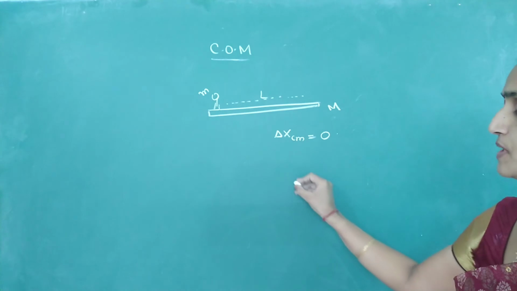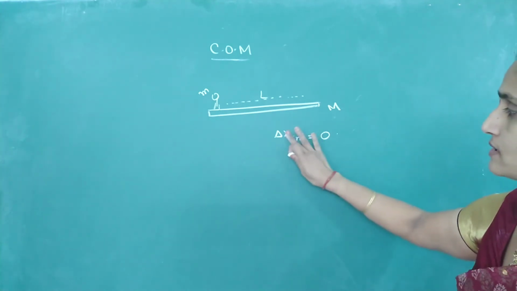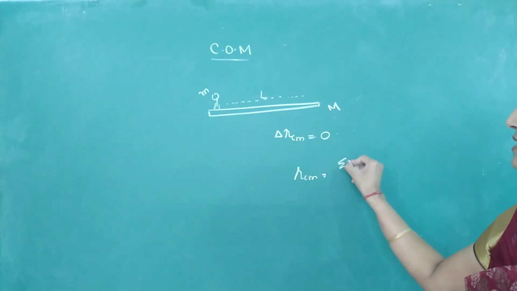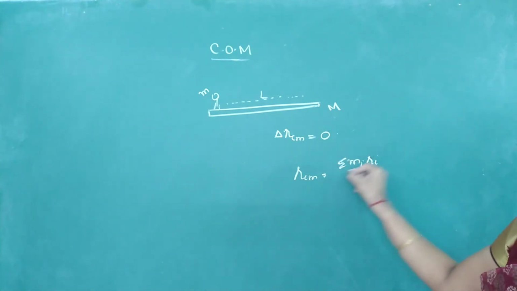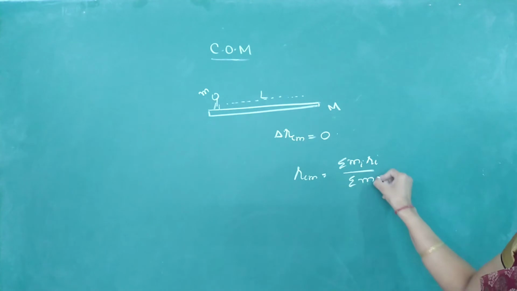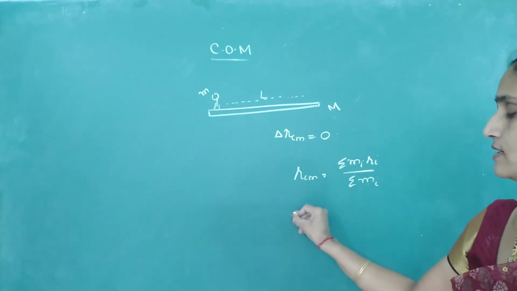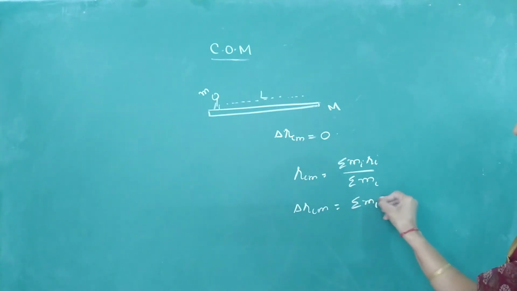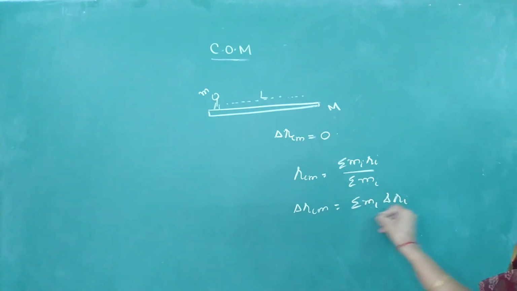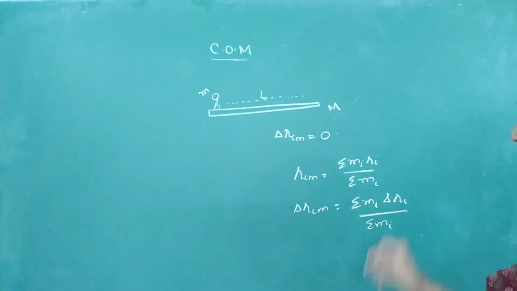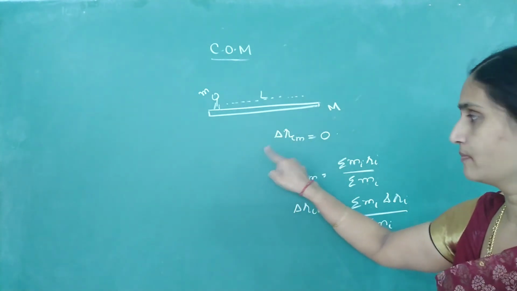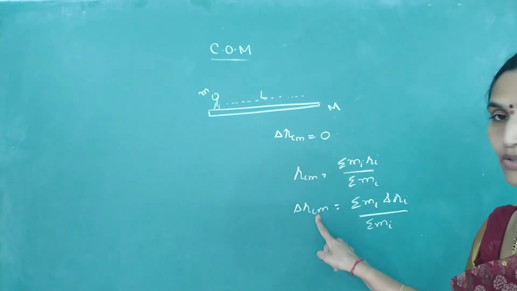So how do we write the expression for the displacement of the center of mass? What is R center of mass? Sigma mi Ri divided by sigma mi. If I differentiate it, delta R cm should be equal to sigma mi into delta Ri divided by sigma mi. Since there is no displacement in the position of center of mass, delta R cm becomes 0.